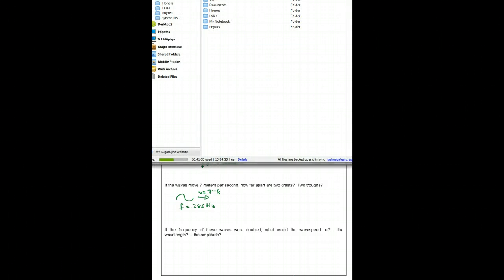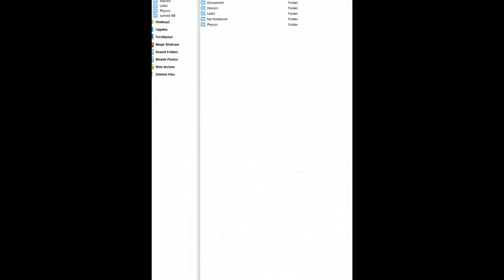And we're told that these waves, as they go, have a speed of 7 meters per second. We already know from above that they have a frequency of 0.286 hertz. And we want to know at this point how far apart 2 crests are and 2 troughs. So if I just draw that out here, this is the distance between 2 crests, and this is the difference between 2 troughs. That's the wavelength. So we're trying to figure out what the wavelength is.